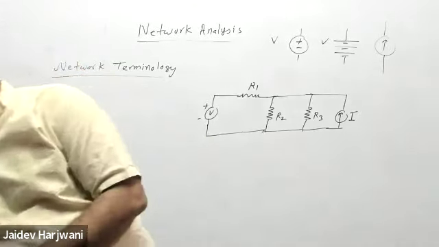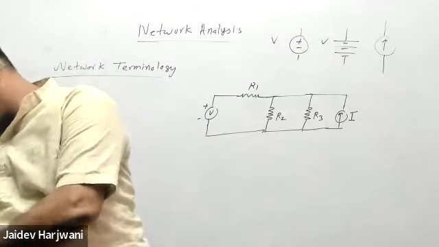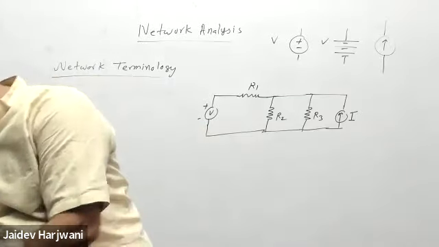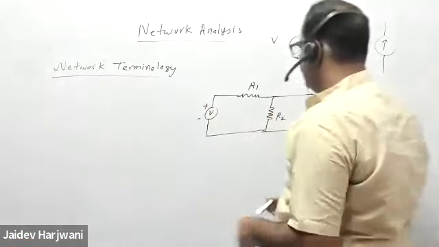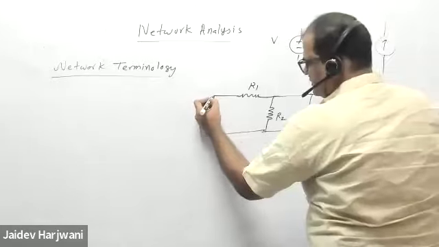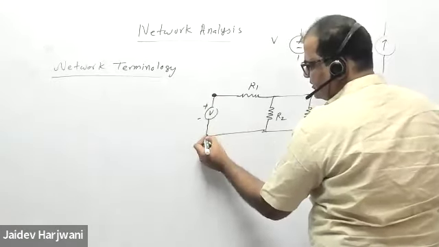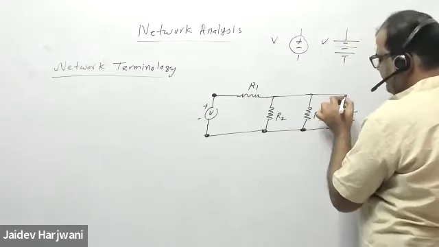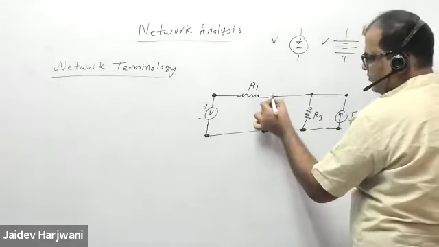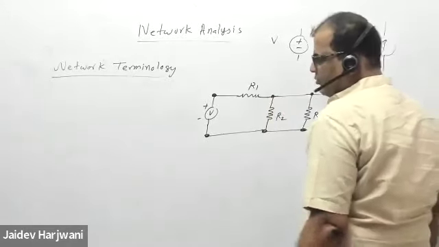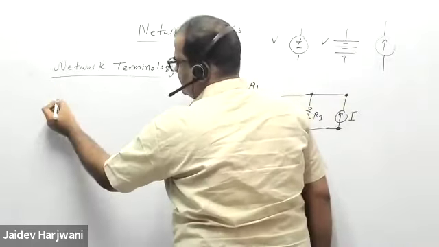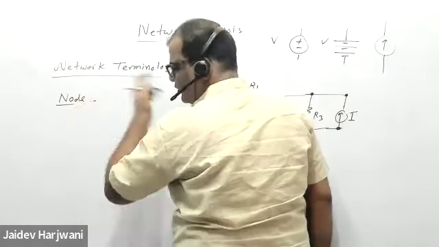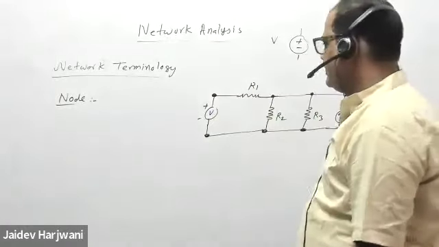So now what is terminology? Let us understand what is network. These sections are terminals. Terminals means where we have joints. These are all terminals. Now the most important terminology we are going to use is called node. What is node? Node in a network, or node in a circuit.